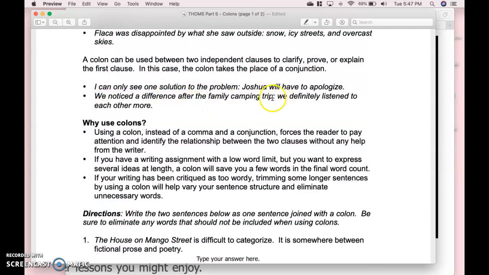The same goes here with this colon. When the sentence tells us that they've noticed a difference in the family camping trip, we know that that colon signals in our brain that these two things are connected somehow. Well, it's explaining to us what that difference is. The difference is that they're listening to each other more.